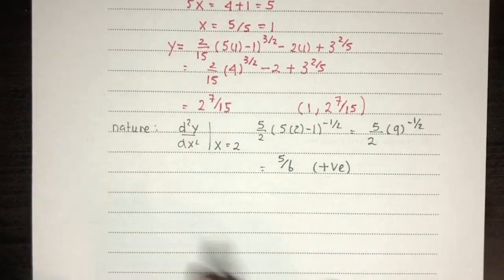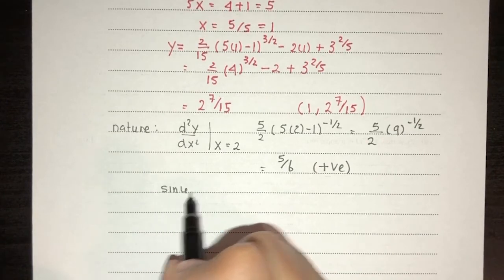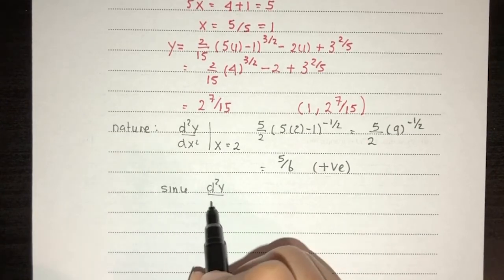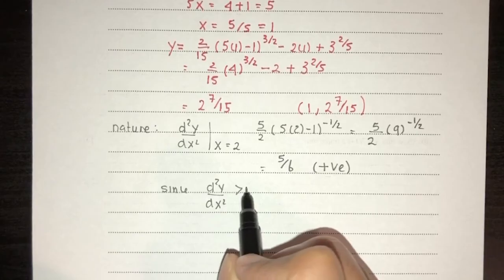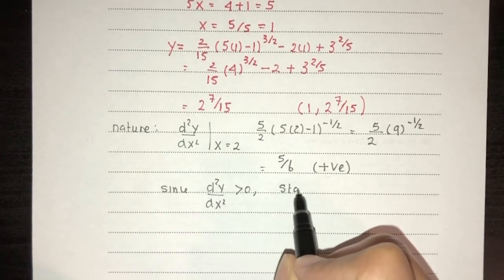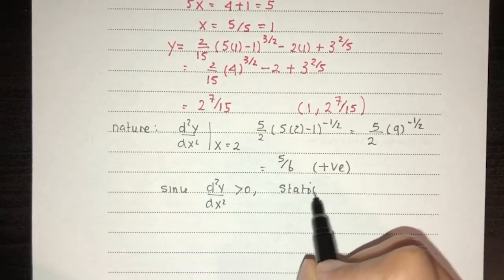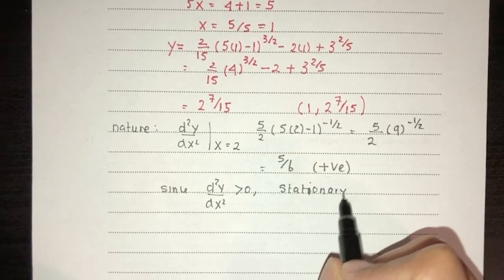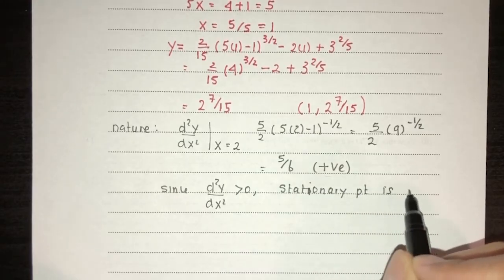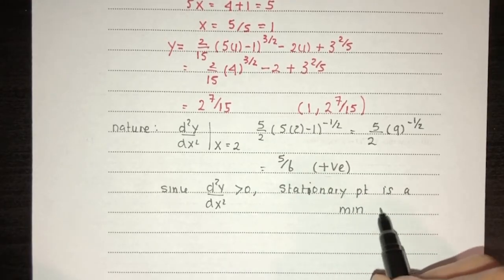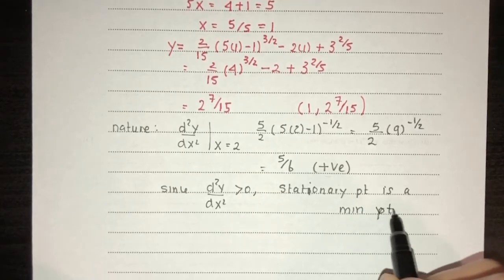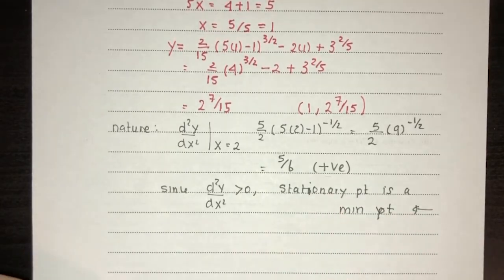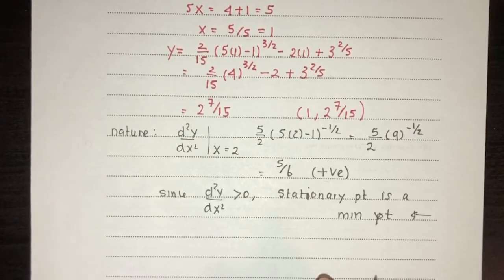So you can say since d2y by dx2 is more than 0, the stationary point that we have found is a minimum point. That is proven by this value. Now this is your question number 9. Now let's move on to the next one.